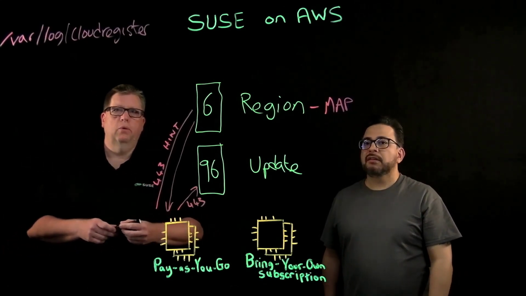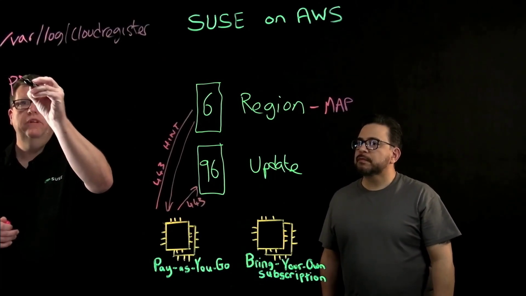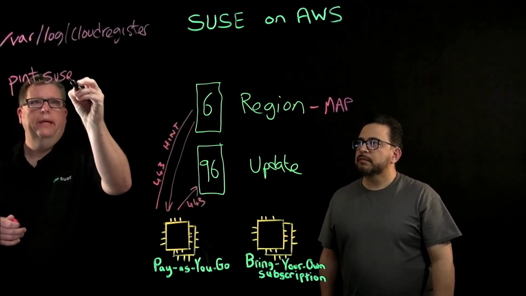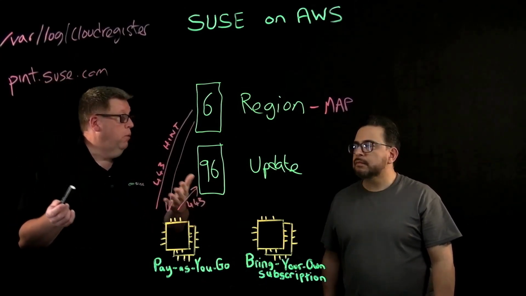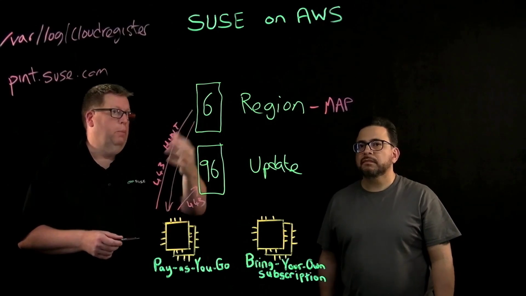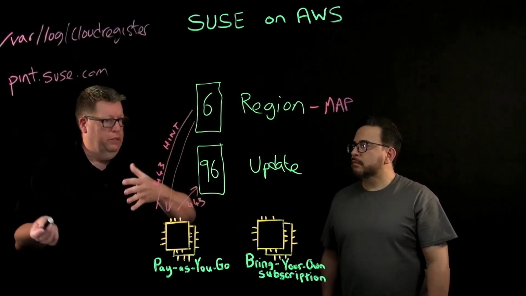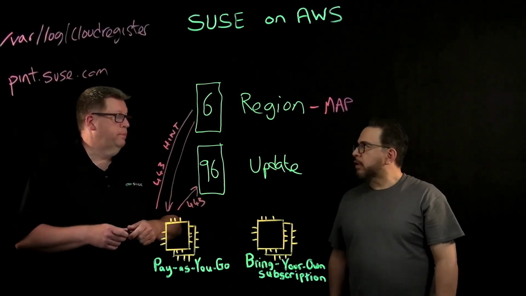Yeah, sure. So if customers want to know what the IP addresses are, one of the easiest things to do is to visit this website, which is pint.suse.com. And there's a site where we basically publish all the information, all the IP addresses about the region servers and the update servers in AWS, and you can use that information to populate your safe list or your allow list.